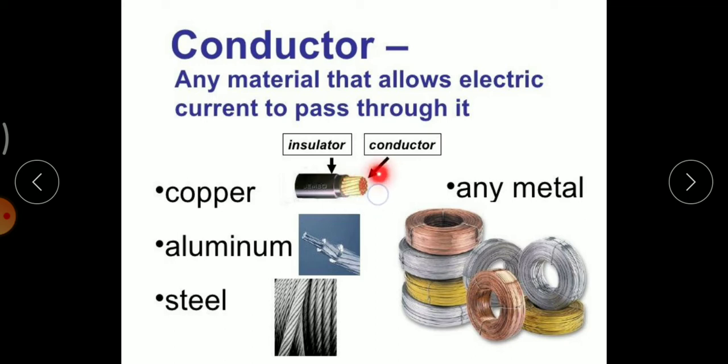This is one type of wire. Another type of wire is this. This is aluminum wire. This is steel wire. This is copper wire. So again, different types of wires are there. Basically, any metal is termed as a conductor. You can simply say that metals are conductors.